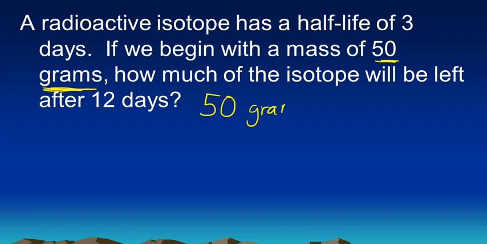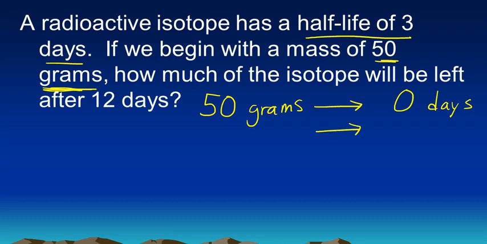We realize what we start with, so 50 grams, and we always start with time 0. And so that means at time 0 days, we have 50 grams. And then we start counting based upon our half-lives. So the problem says that the half-life is 3 days. And so that means that after 3 days, the amount that's left is half of 50. That's 25 grams.